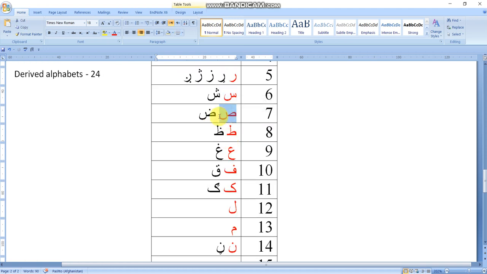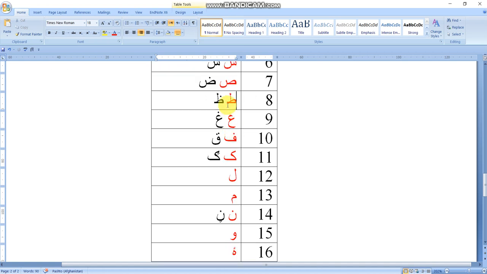Swad and dwad. There is 1 dot on the swad, it becomes Zwad or Dwad, both are correct. Similarly, Twi, there is one dot on the Twi, it becomes Zwe. This is Ain and this is Ghain. One dot on the Ain becomes Ghain.